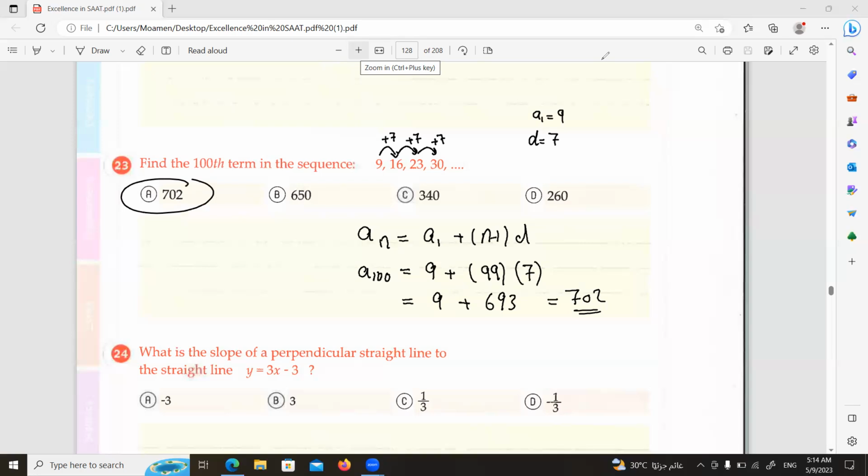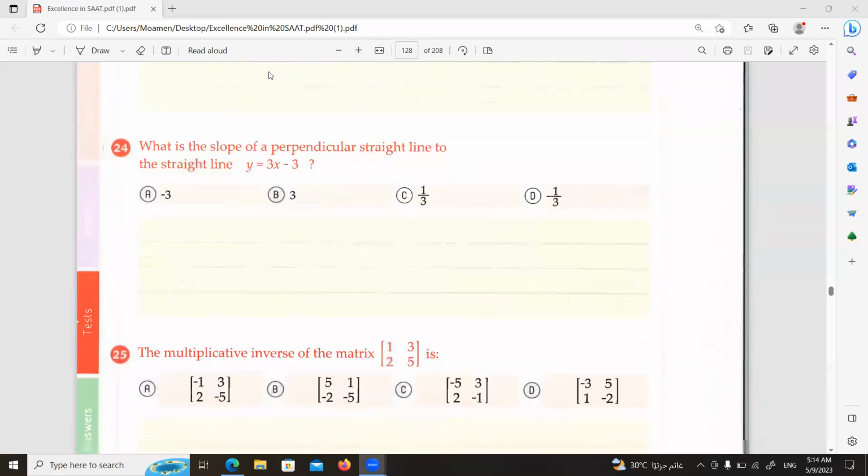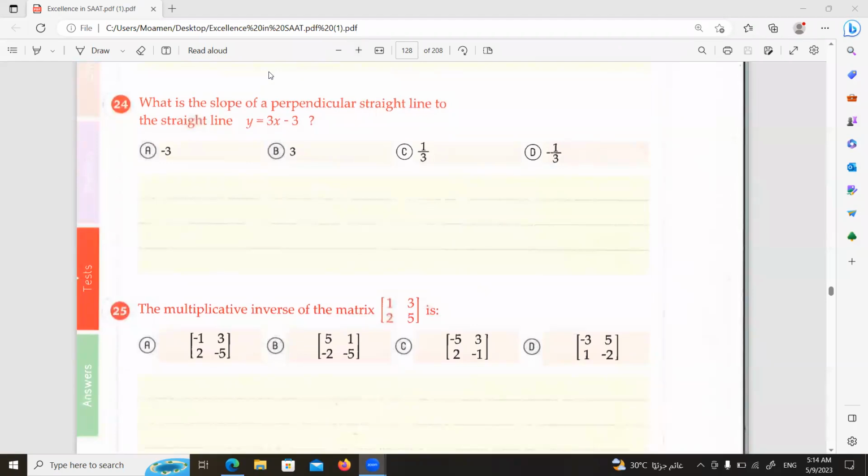نيجي بعد كده يا مستر نروح للبروبلم نمبر 24. بروبلم نمبر 24 بيقول لي what is the slope of the perpendicular straight line to the straight line اللي قدامي. جميل يا مستر. طيب أول حاجه من الستريت لاين اللي قدامي دي هطلع السلوب، يبقى هطلع الـ given slope of the given straight line. مديني الستريت لاين y = 3x - 3. يا مستر استنى، السلوب بتاعي اللي هو الـ m يساوي 3.